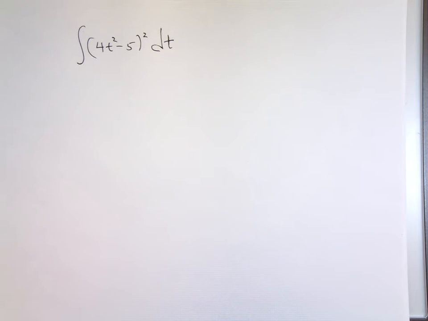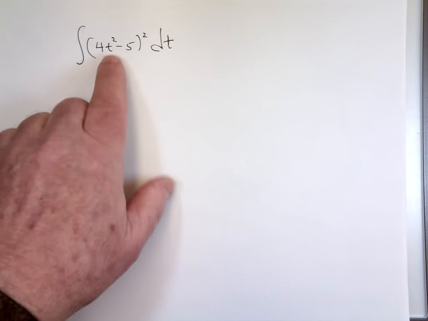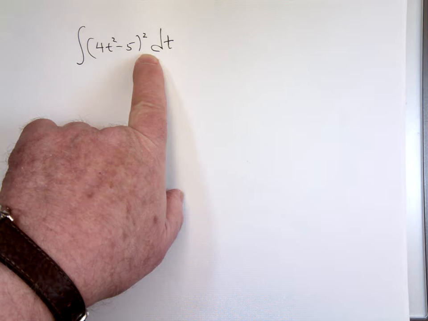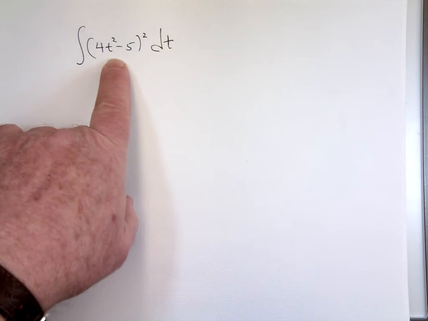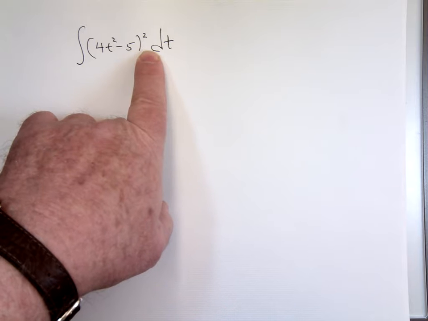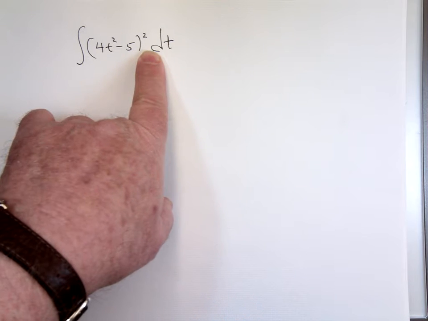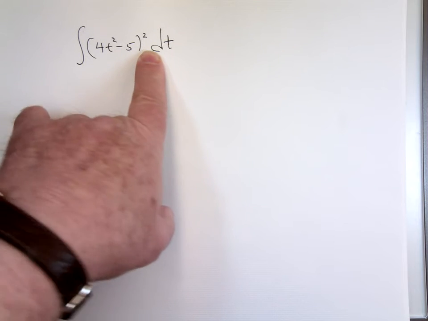Here's the thing. I just got through saying that virtually all the time, when you have a function of x, in this case a function of t, inside the grouping symbols, that's your u thing, okay? The problem here is, if I had a t out here, it would be perfect. I would let u equal 4t squared minus 5. The du would be 8t dt, but I don't have a t out here.